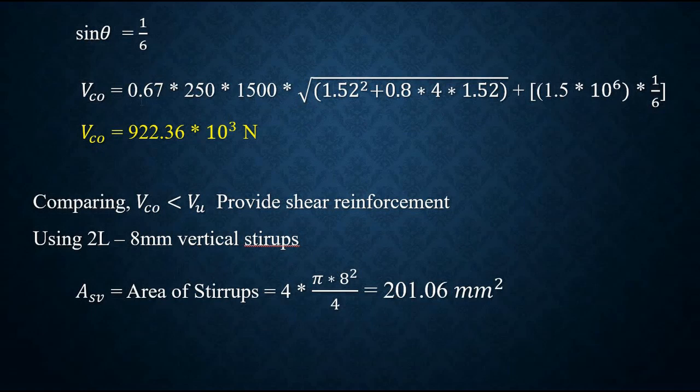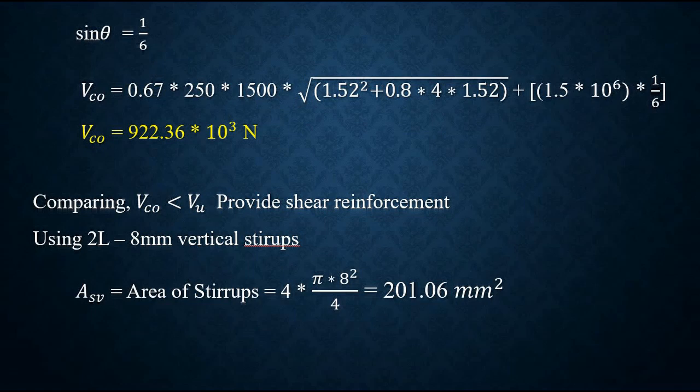So Vco is equal to 0.67 into 250 into 1500 into the whole root of 1.52 square plus 0.8 into 4 into 1.52, plus 1.5 into 10 power 6 into 1 by 6. So therefore Vco is 922.36 into 10 power 3 Newton. Next, we should compare Vco as well as Vu.